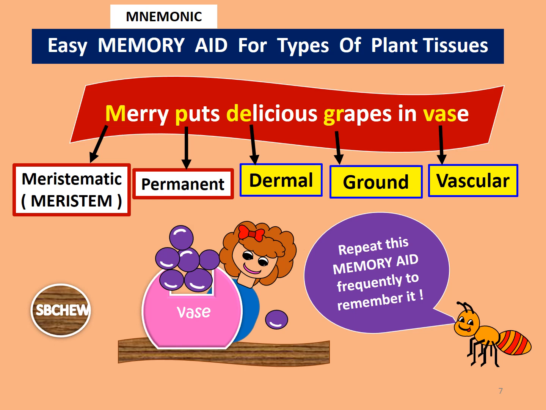To make this memory aid work for you, you have to repeat it constantly, and also imagine a picture of Mary peeling or putting delicious grapes. You can either use put or peel, P-E-E-L. Okay, so put for me is easier because it's easier to remember put. Mary puts delicious grapes in the vase. So we need to repeat it frequently in order to remember it. After a while, you will be able to recall it.